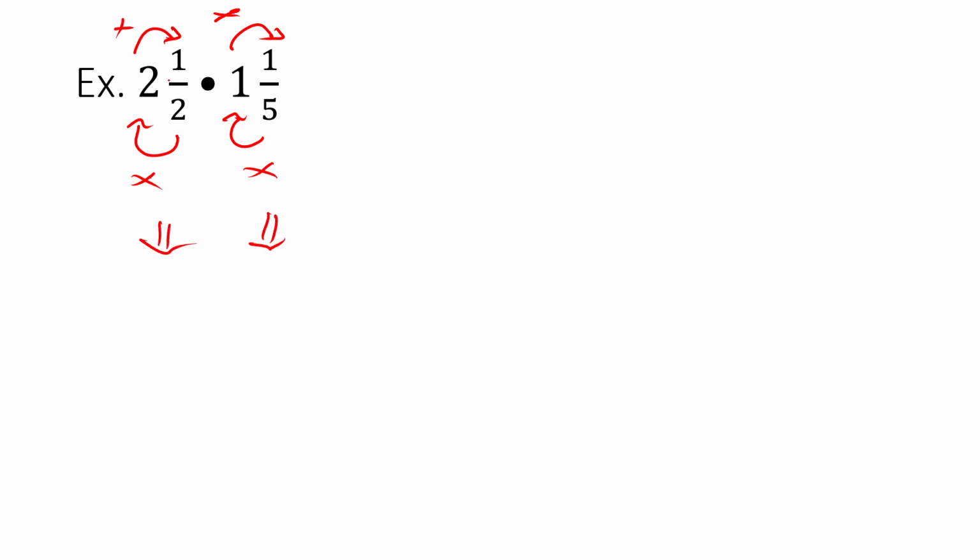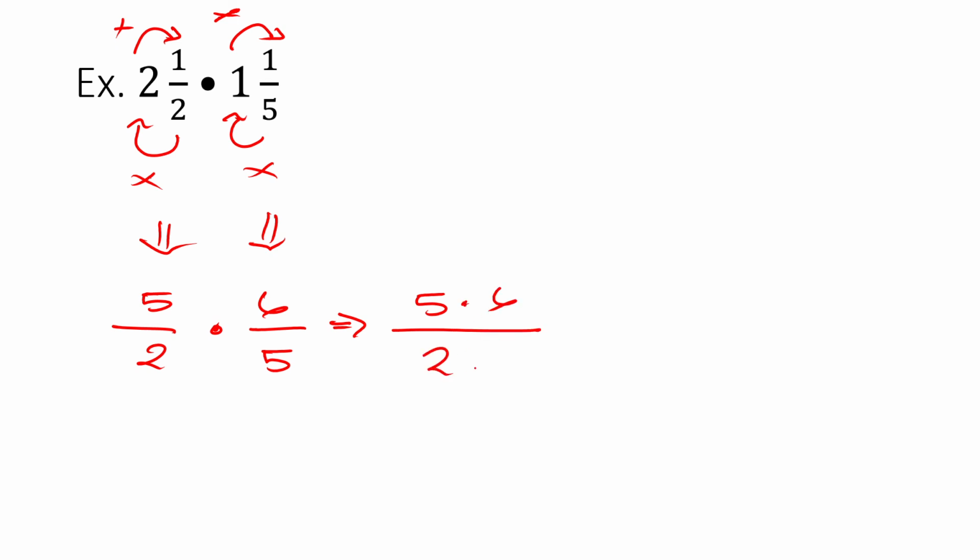Let's start with 2 and 1/2. 2 times 2 is 4, plus 1 is 5. So we have 5 over 2 times... 5 times 1 is 5, plus 1 is 6. So we have 6, and keep the denominator the same. So we have 5 on the bottom. Now let's multiply. 5 times 6 on the top, and we have 2 times 5 on the bottom.